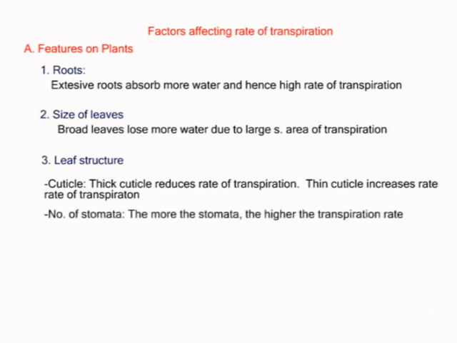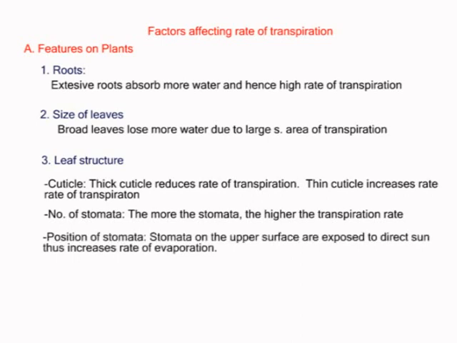Next is the number of stomata, and the fewer the number of stomata, the lower the rate of transpiration. The more the number of stomata, the higher the rate of transpiration. Position of the stomata is also an important factor. Why? Because the sun shines directly on the upper surface of the leaves. The sun's rays increase the rate of vaporization from the upper surface of the leaves. Stomata on the lower surface are sheltered from the sun's rays, and thus more water is lost from the upper epidermis than the lower epidermis.